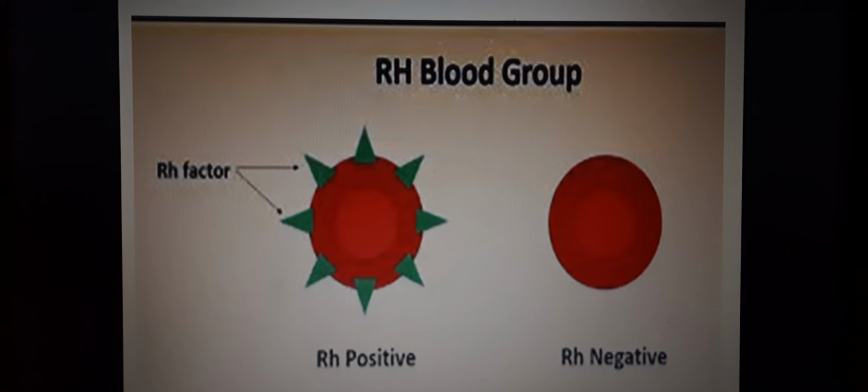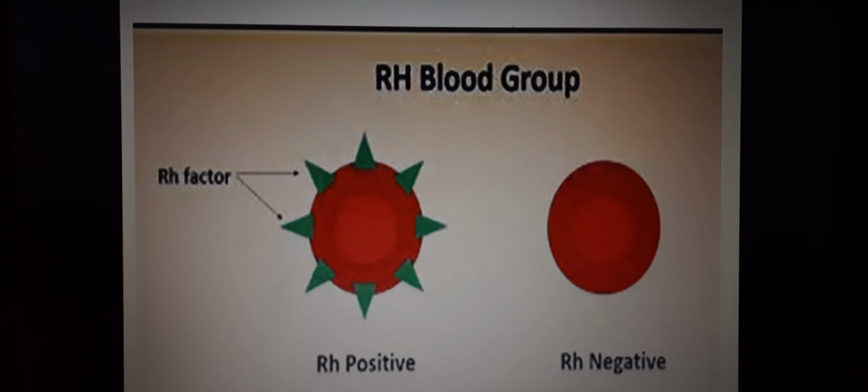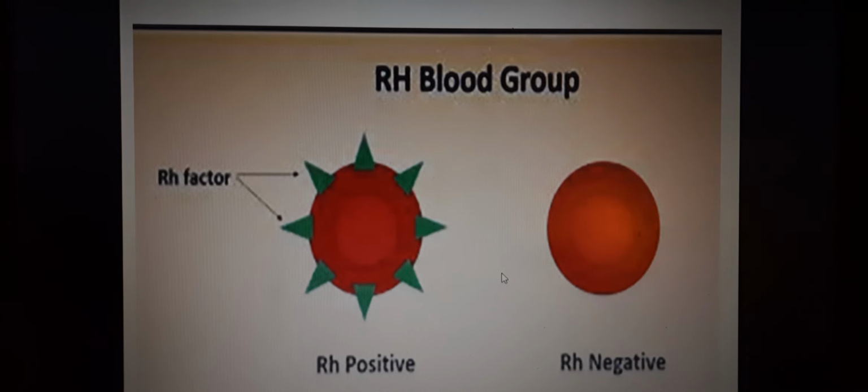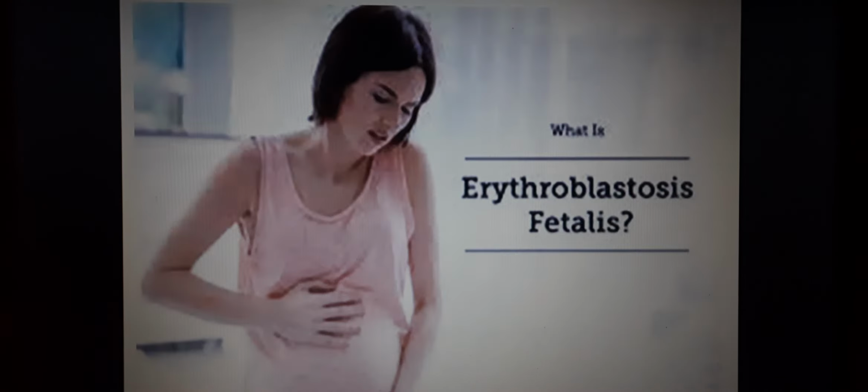RH means rhesus monkey, and this factor has been found there. Here 2 drops of blood are taken, and after giving the RH serum, if it clots, then it is RH positive. If no clotting, then it is RH negative. So, A positive, A negative, B positive, B negative, like this, these are the blood groups.